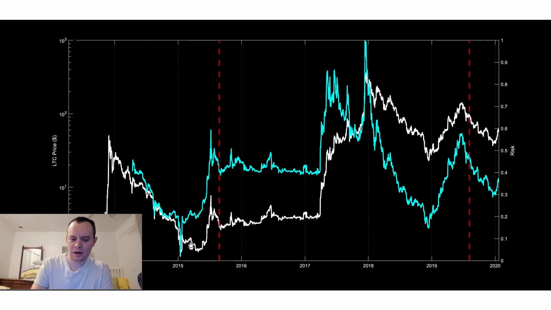And you can see that both before the halving in 2015 and then before the halving in 2019, I guess the best time to get in was around the very end of 2018. But these historically were the best times to get in, and then right before the halving, both times was a good time to take some profits.